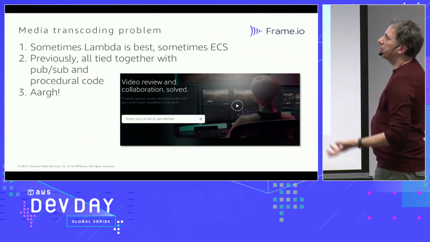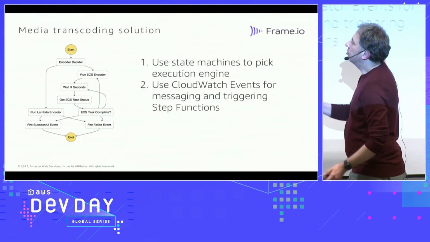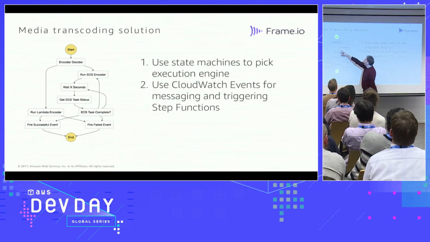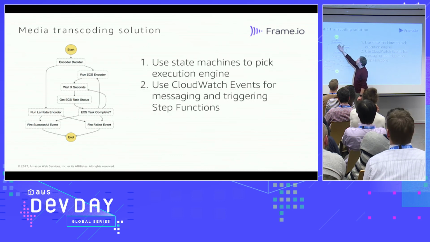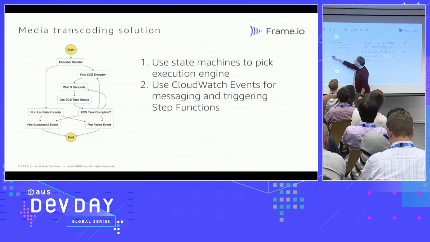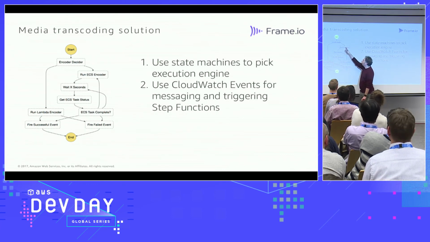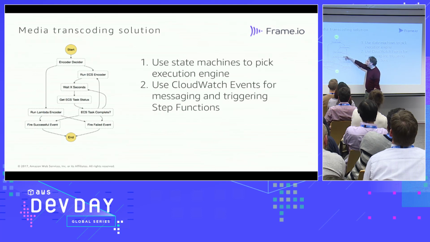So they were doing this with lots of complex code. And then they designed a state machine. They have an encoder decider that will decide, depending on the characteristics of the file, if they want to run on ECS or on Lambda. If they run on Lambda, then they can either terminate correctly or fail. If they run on ECS, they wait a few seconds, see if the task is being executed and completed.